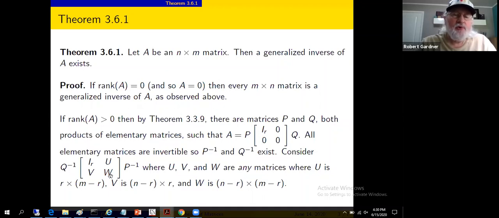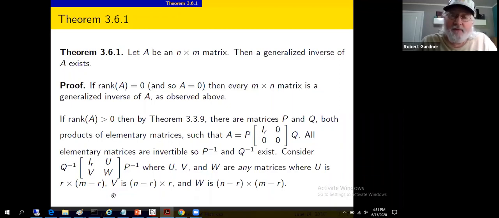U, V, and W are of appropriate sizes to partition a matrix of size n by m. All right, so we're getting, for example, U is R by m minus R, so R rows, right. So the rows match up with this I sub R, and m minus R columns. Okay, so we've got a total of m columns across, similarly for these others.